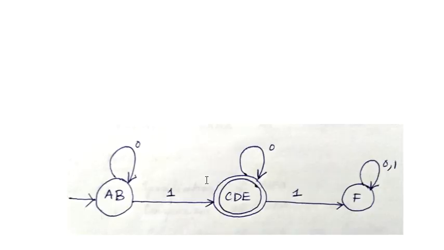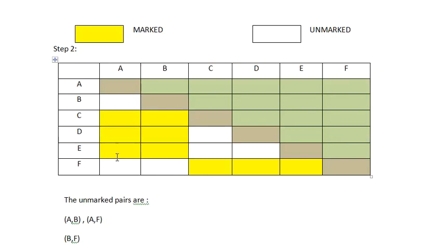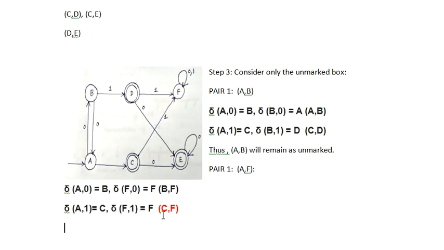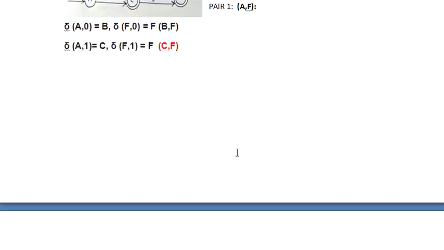I have already drawn a table, I think, so you can mark in the same table. Now A comma F, because I was looking for A comma F only, correct? So now I can mark this A comma F as marked, correct? In this way you have to find out. Okay, clear.